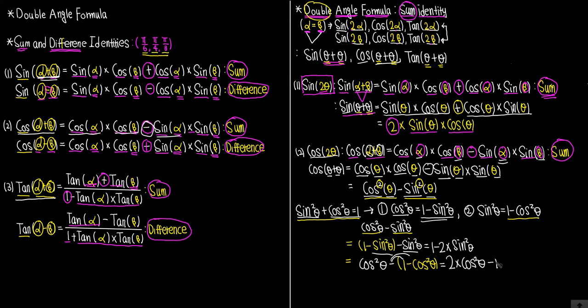minus 1. So basically you have the 3 versions of cosine of 2 theta: cosine squared theta minus sine squared theta, and you can manipulate the terms using the Pythagorean identity as 1 minus 2 times sine squared theta or 2 times cosine squared theta minus 1.